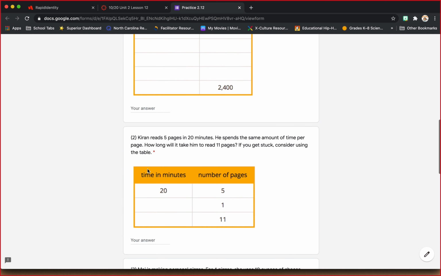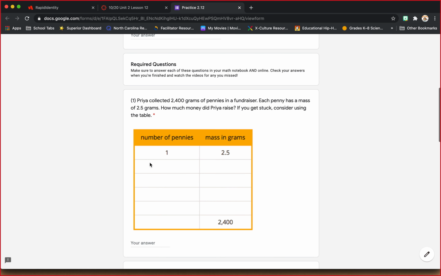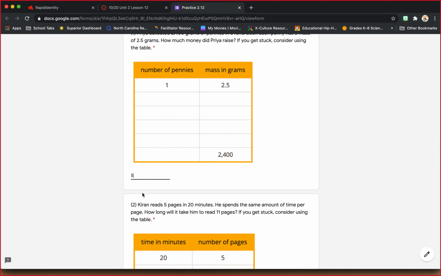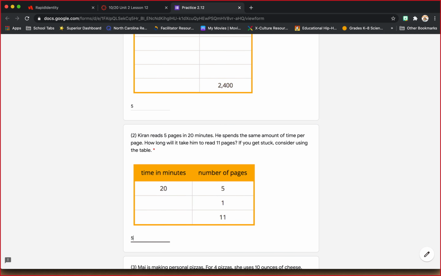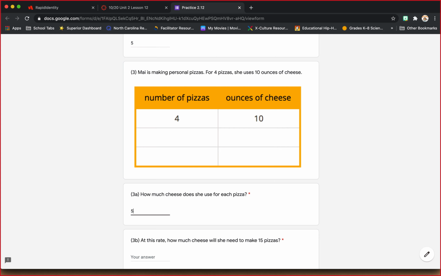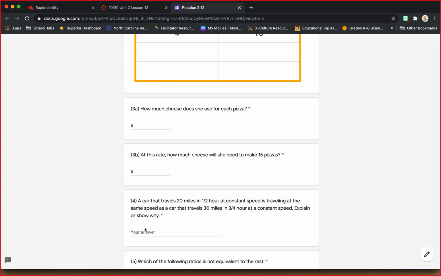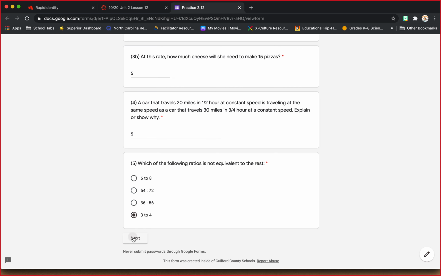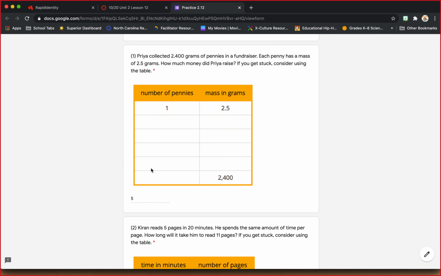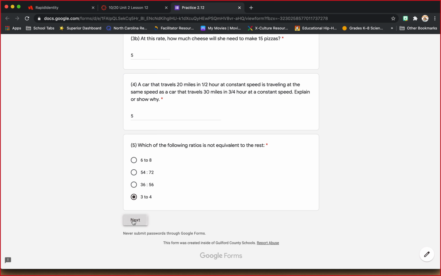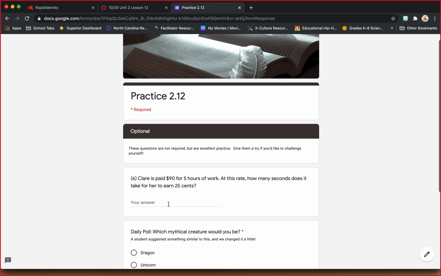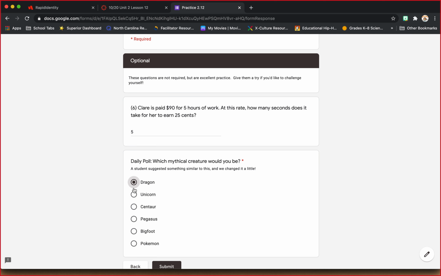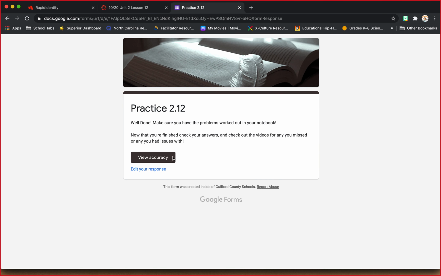So you're going to go through and solve these. When you're done, I'm just going to put random numbers in here so I can show you what it looks like when it's wrong. Oh, I have to put my email in too. When you hit submit, always hit this view accuracy, and then you see this edit your response. That is how you can edit to change your answer. So hit view accuracy.